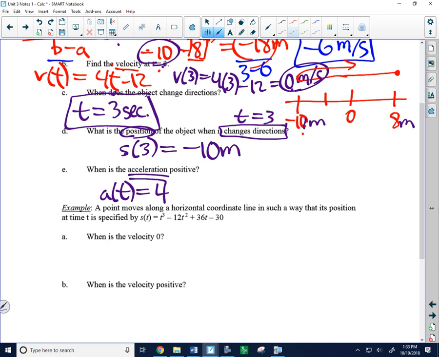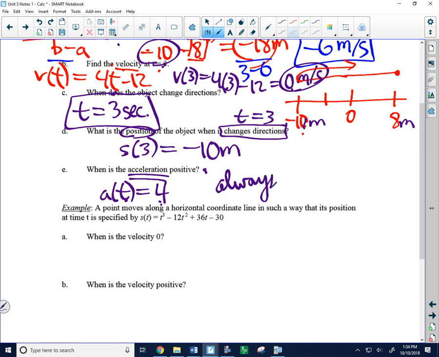So how would you answer this? When is the acceleration positive? Well, this is the acceleration, it's forward. Any other thoughts? When is the acceleration positive? Always. There we go. Always.